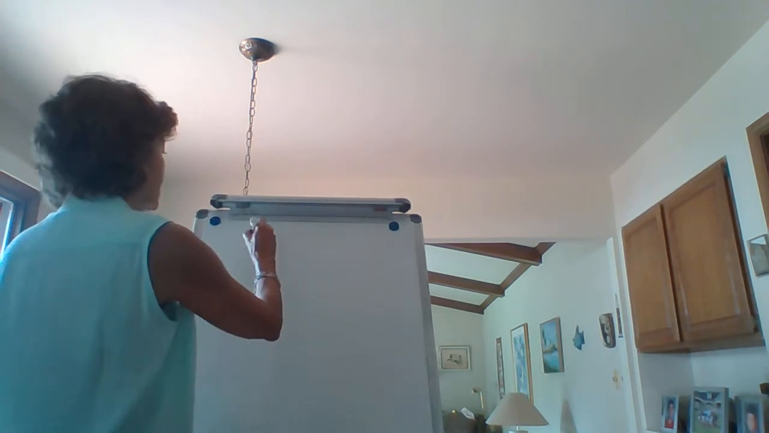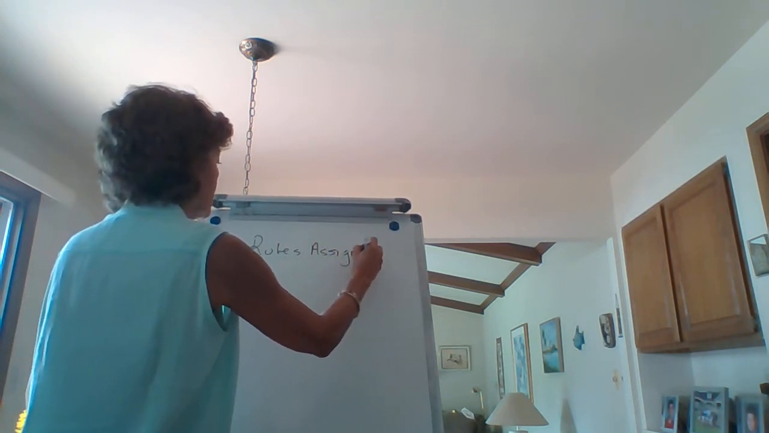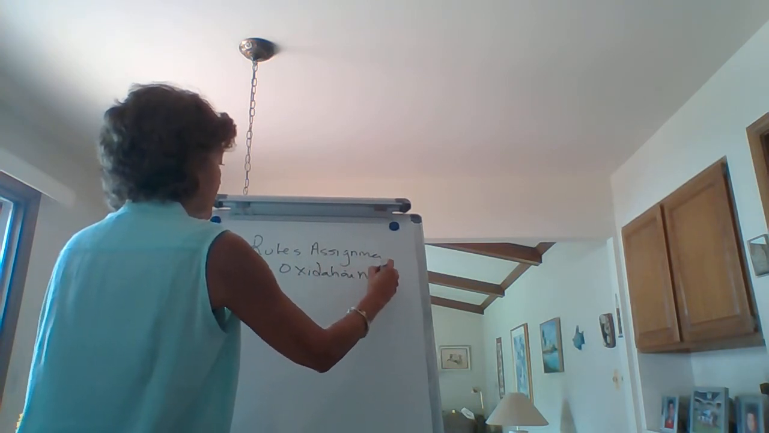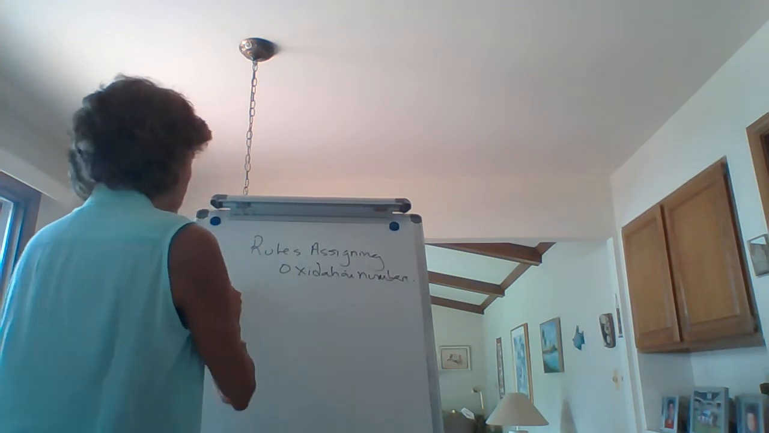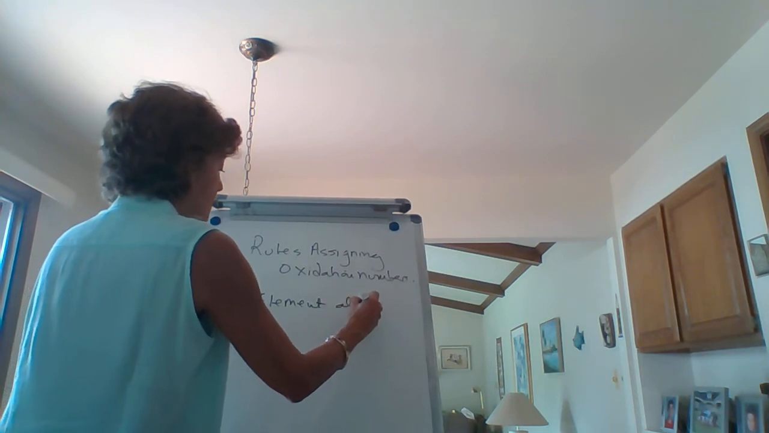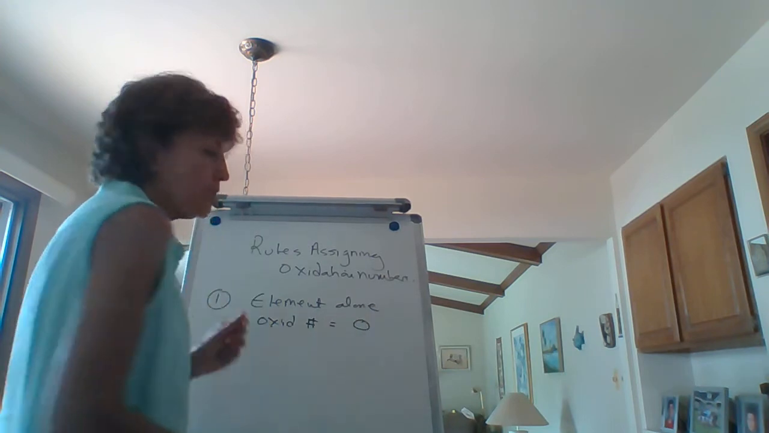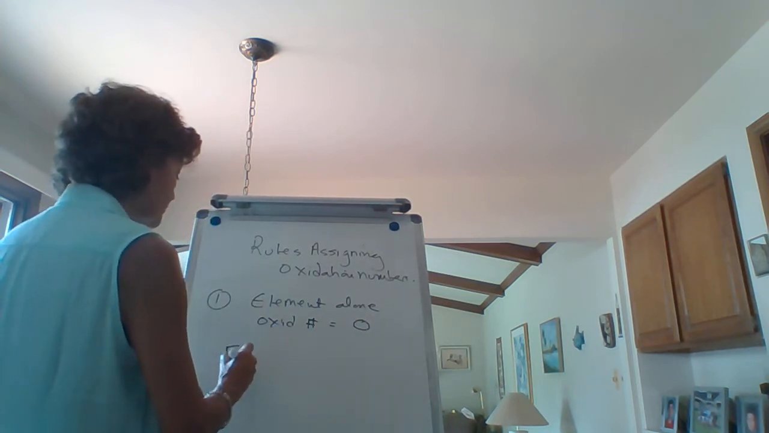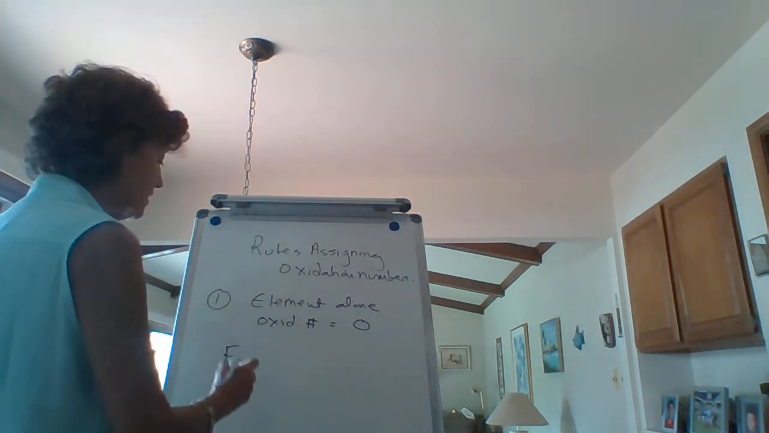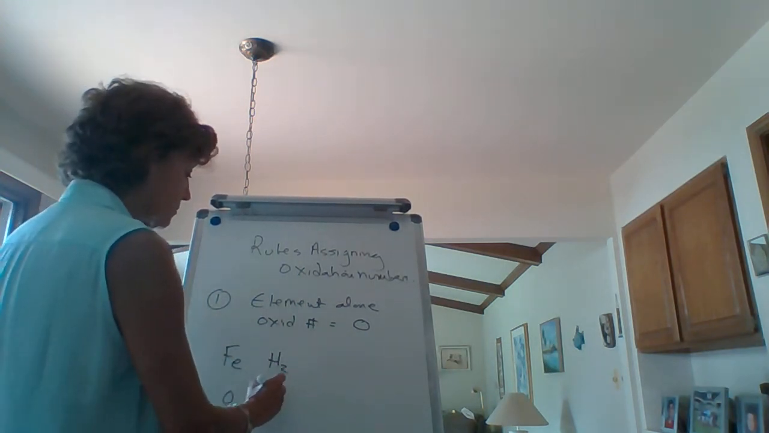But first, let's talk about the rules for assigning oxidation numbers. Okay, rule number 1. Your book has all of this, but rule number 1 is that anytime you see an element alone, its oxidation number is equal to 0. So for example, if you see iron alone, not in ionic form, just iron, oxidation number 0. You see hydrogen alone, oxidation number 0.